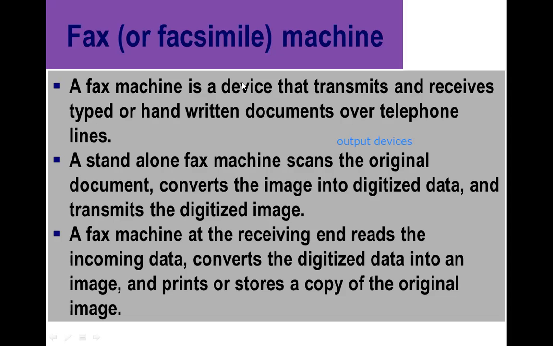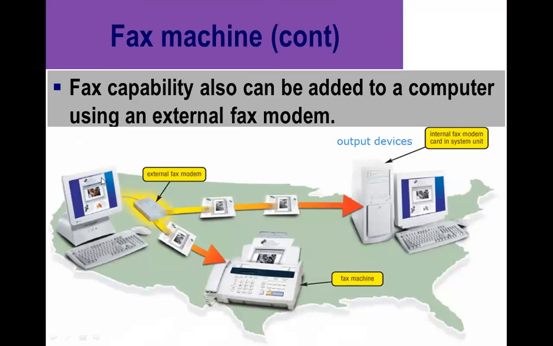So a standalone fax machine scans the original document, converts the image into digitized data, and transmits the digitized image. Digitized means that you can easily edit whatever is scanned, and then it can be sent in that very form. Here we are seeing that a fax machine at the receiving end reads the incoming data, converts the digitized data into an image, and prints or stores a copy of the original image. Okay, this is how a fax machine looks like.